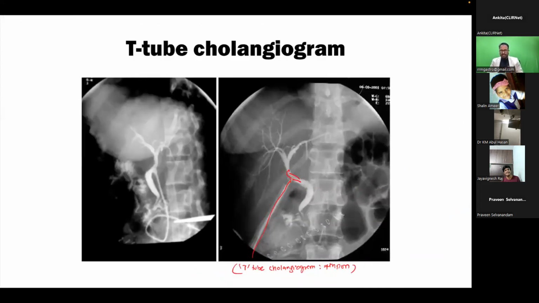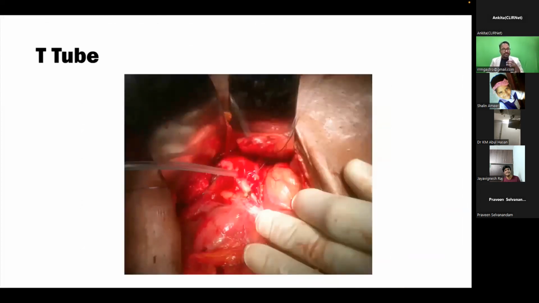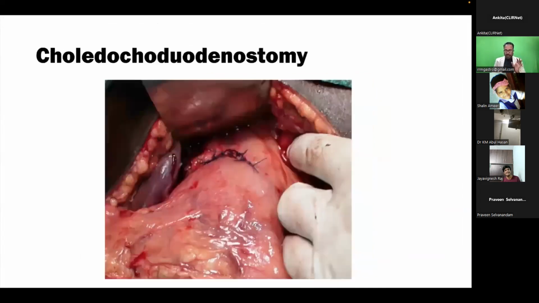There is still more discussion on T tube related complications. I'm not going into those topics because it is not possible to discuss all those concepts now. But remember, this is a T tube which is kept in the bile duct. Okay, T tube.